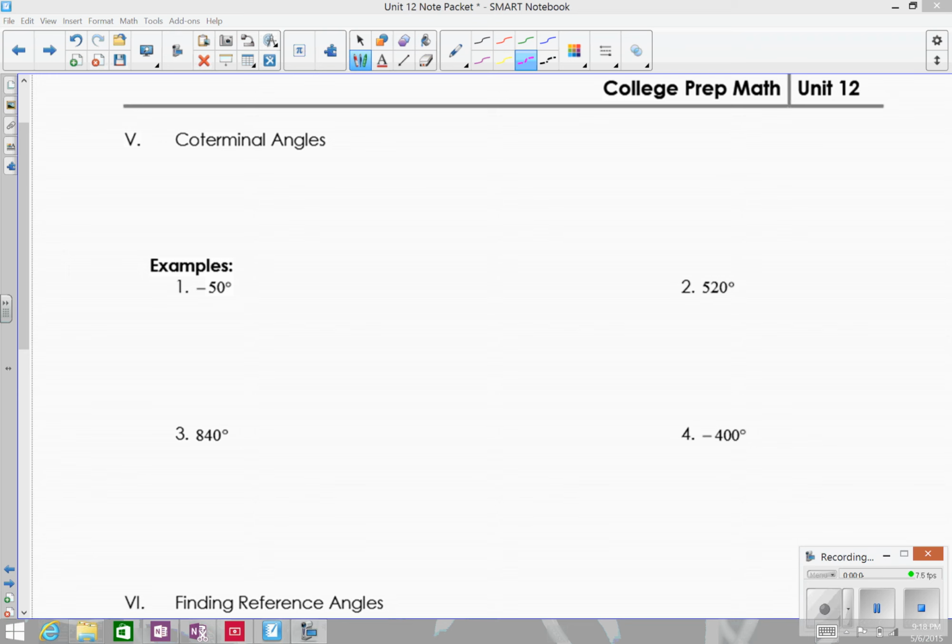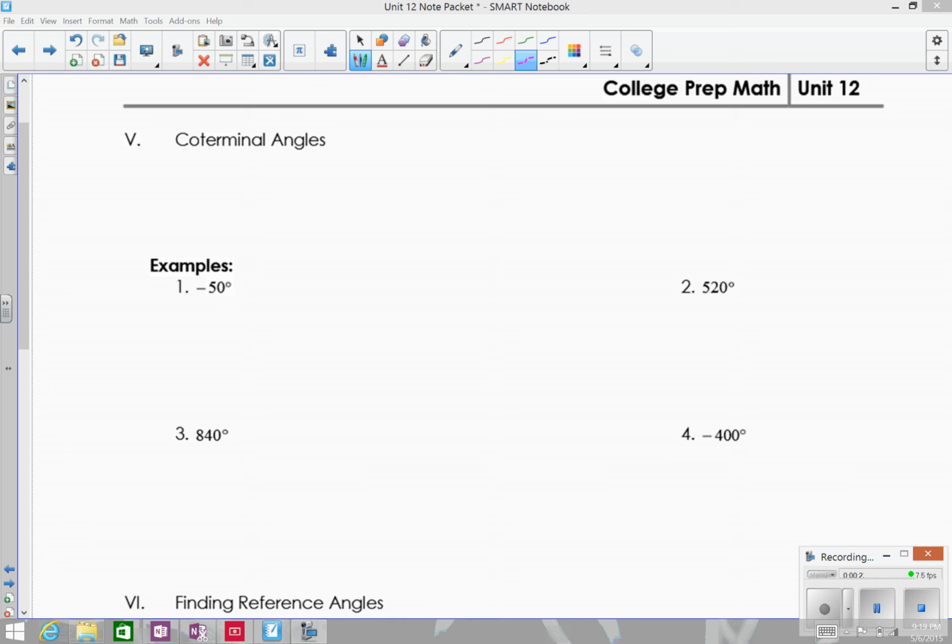This video is just going to be a continuation of lesson 5. In the beginning of lesson 5, we looked at the unit circle, we looked at special right triangles, and we also looked at finding reference angles. So we're going to start piecing together those ideas to be able to find the exact value of a trig function.